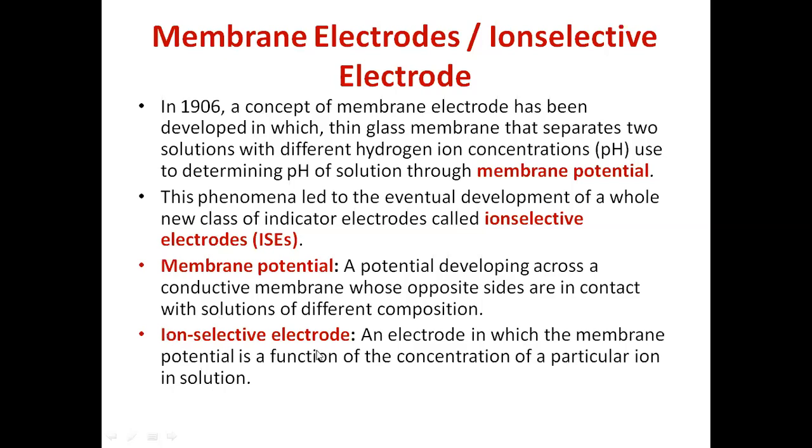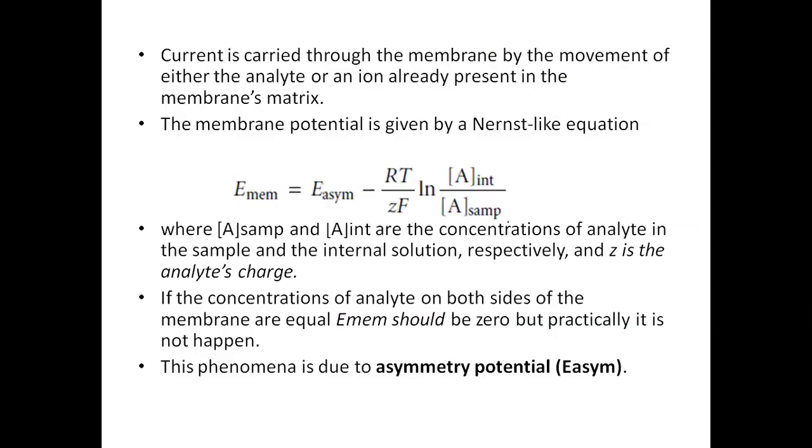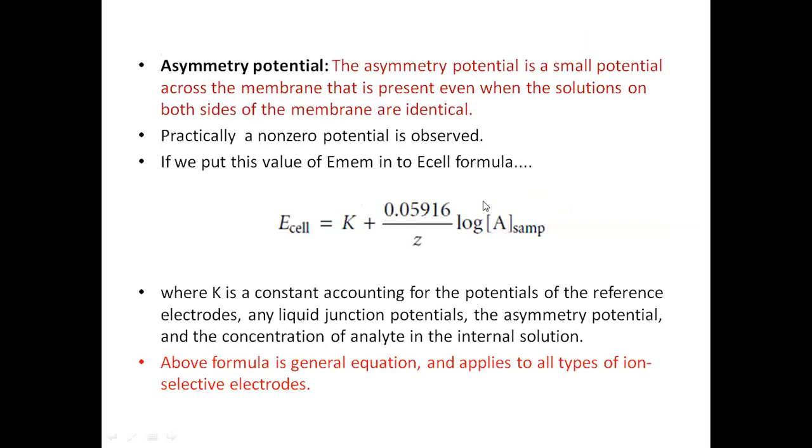And what is meant by the ion selective electrode? An electrode in which the membrane potential is based on the concentration of a specific ion in the solution. Then we learned about the formation of these ion selective electrodes, and how we can find the potential of the membrane through the symmetric potential and asymmetric potential.